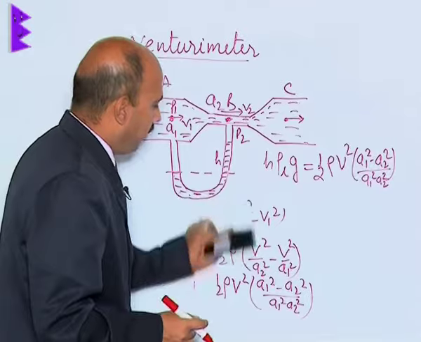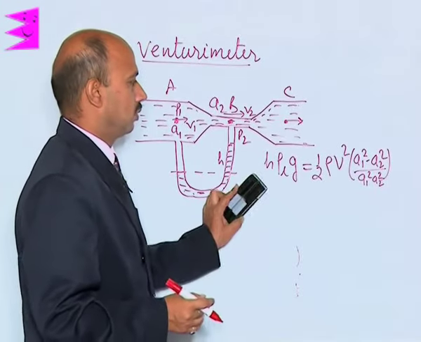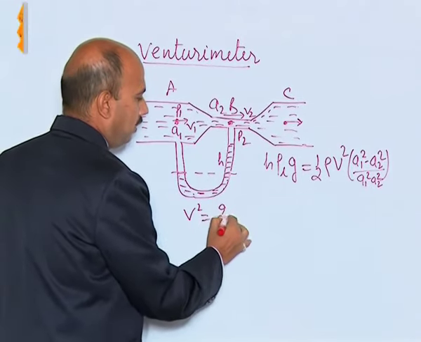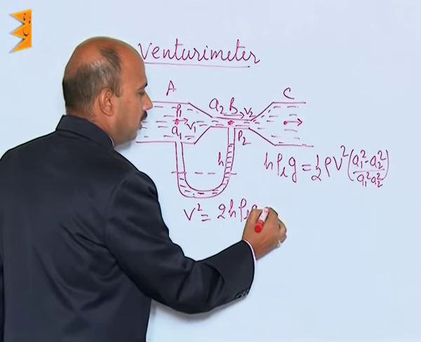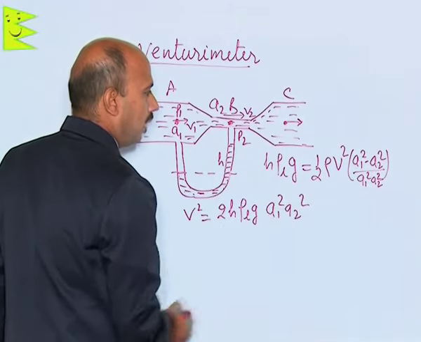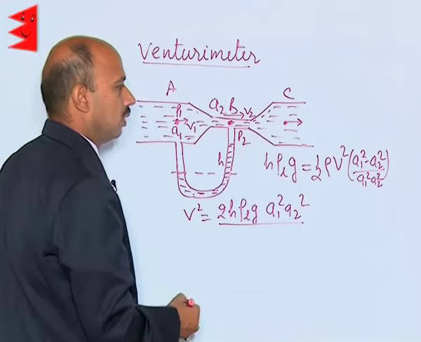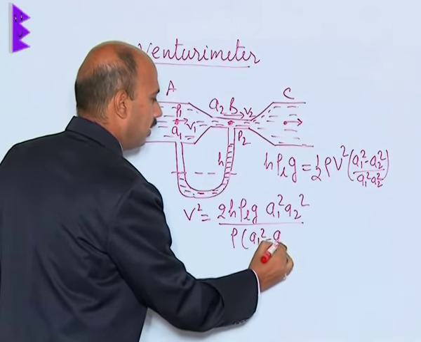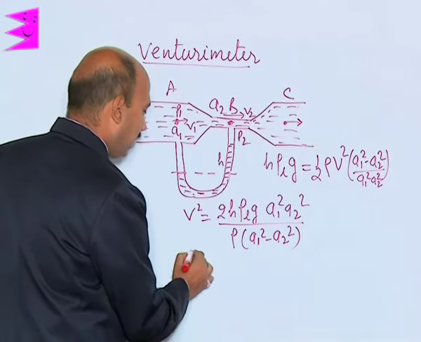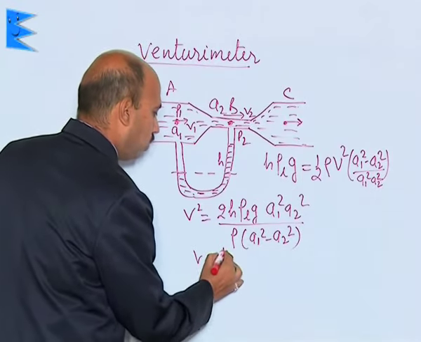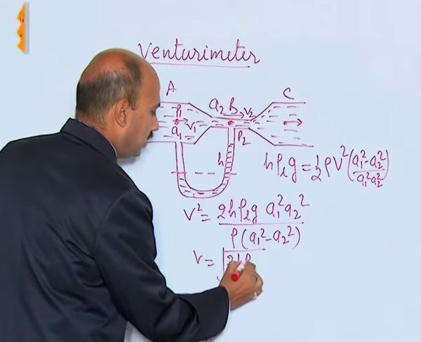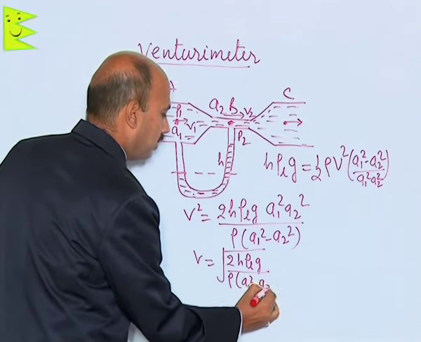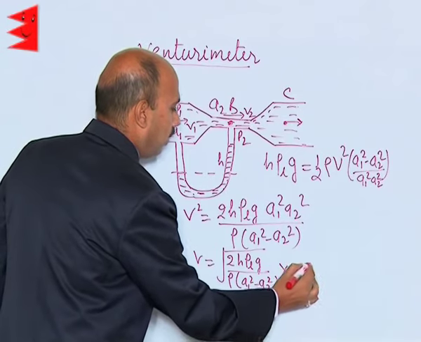Now we can simplify it. We get V square is equal to twice of h rho L g A1 square A2 square upon rho into A1 square minus A2 square. And now we can also write V is equal to the square root of twice of h rho L g divided by rho into A1 square minus A2 square, into A1 A2.